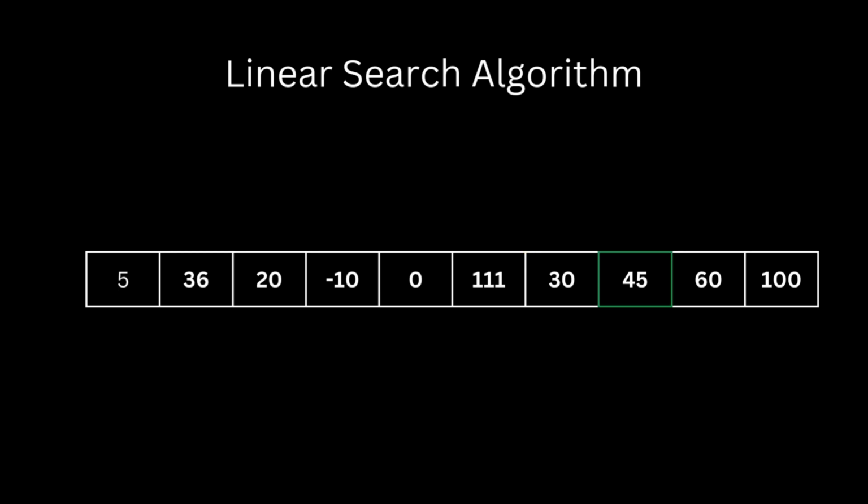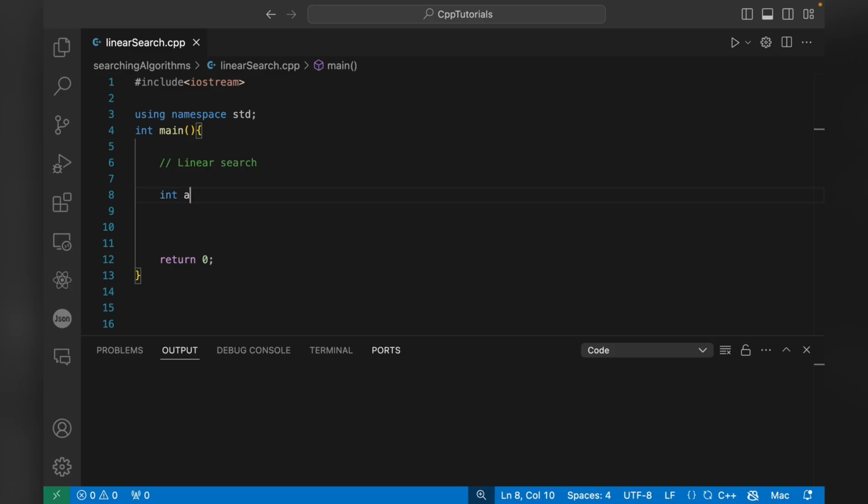This time 45 is equal to our target value, so the algorithm will stop here. But if we do not find our target by the last element, then we can return that the target is not found. Now let's try this in VS Code.